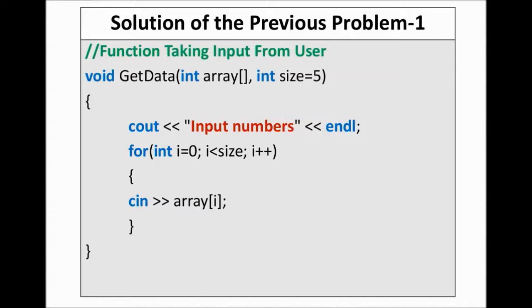So into the curly braces we write cout input numbers, then we use for loop to enter 5 values in first parameter, that is our array, and we use array[i], every time i is incremented and indicates the next value in the array.